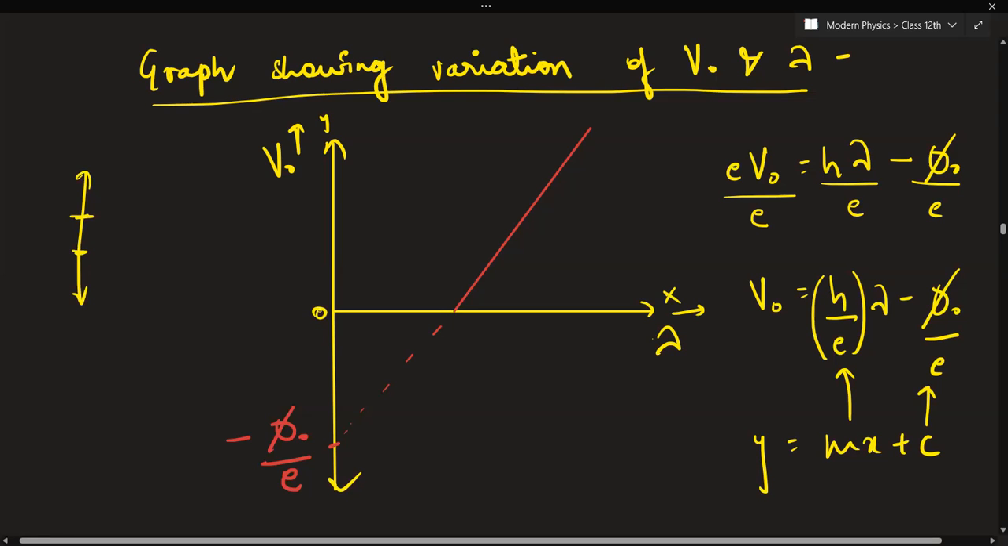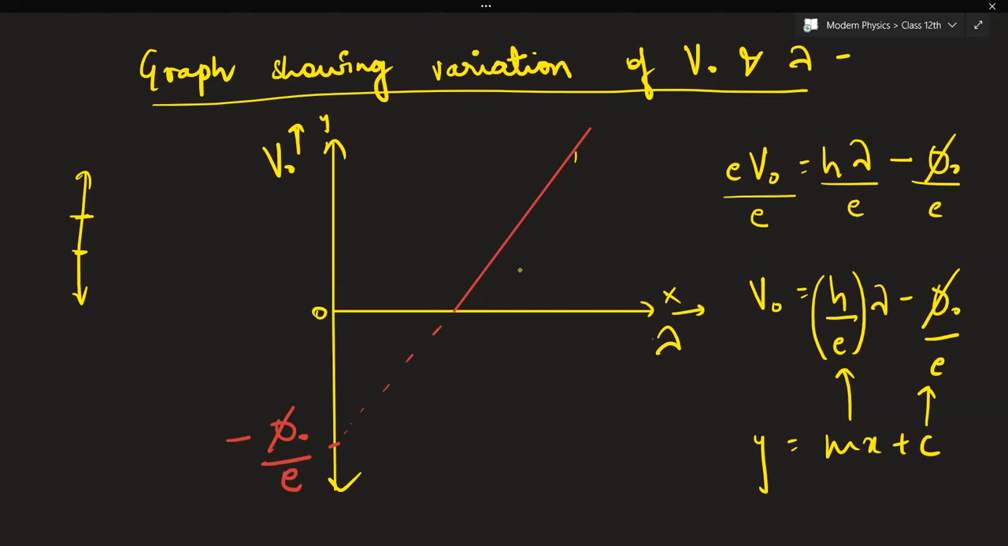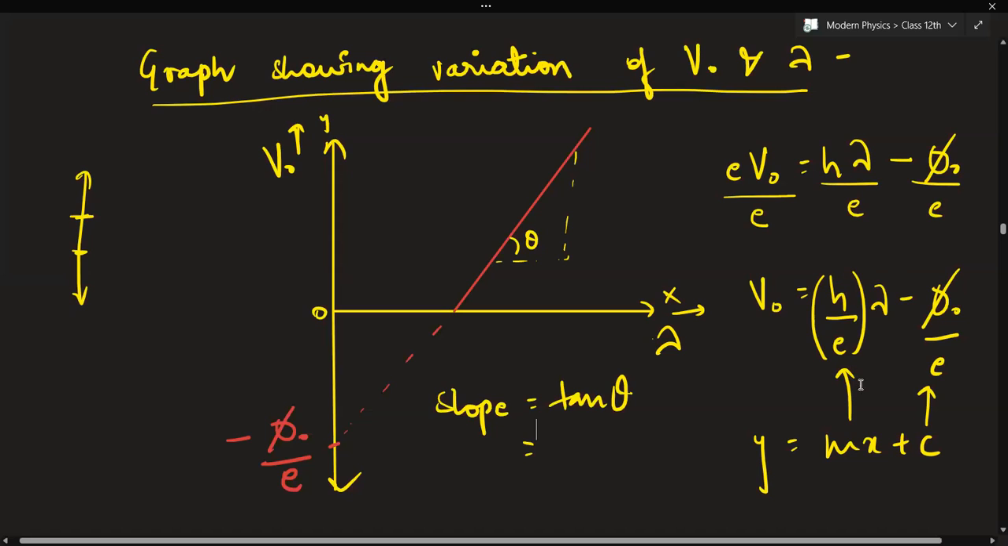So the y-intercept can be positive or negative. Here you can see from this equation, this is minus phi naught by e, which means a negative y-intercept. Like this, you have the graph. And if you want to take out the slope of this, slope means tan theta only. Tan theta, if you calculate, will be directly equal to h by e, because this is the slope of the graph.